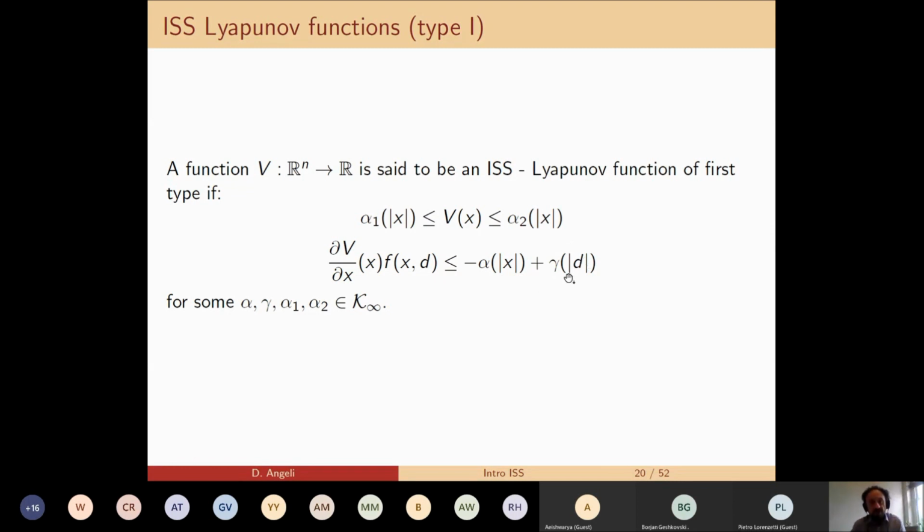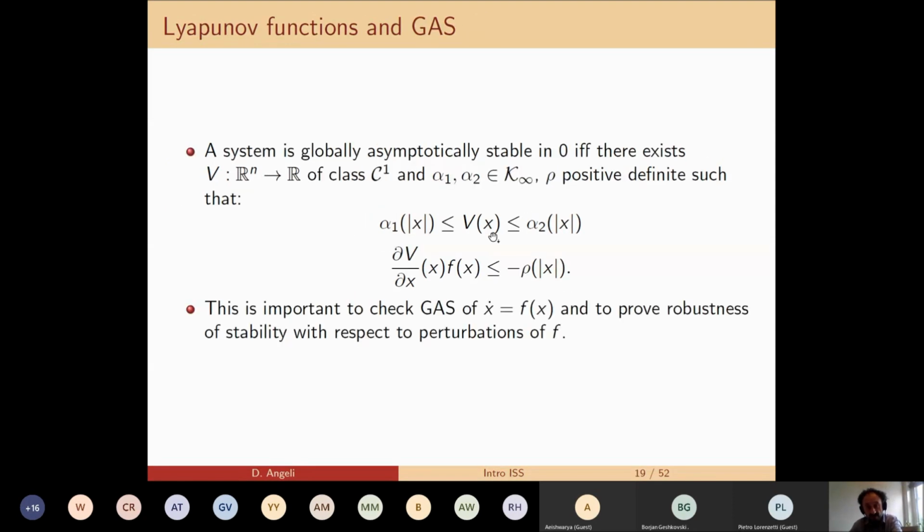Now, whenever you have an inequality of this kind, first of all, you have the previous inequality as well for d equals 0, so you're fulfilling this. Here, notice that we only asked rho to be positive definite.